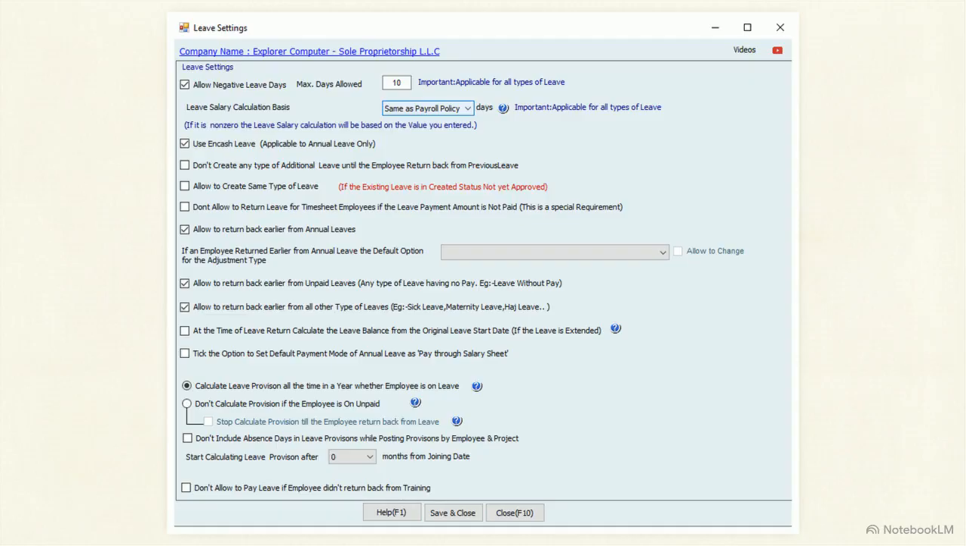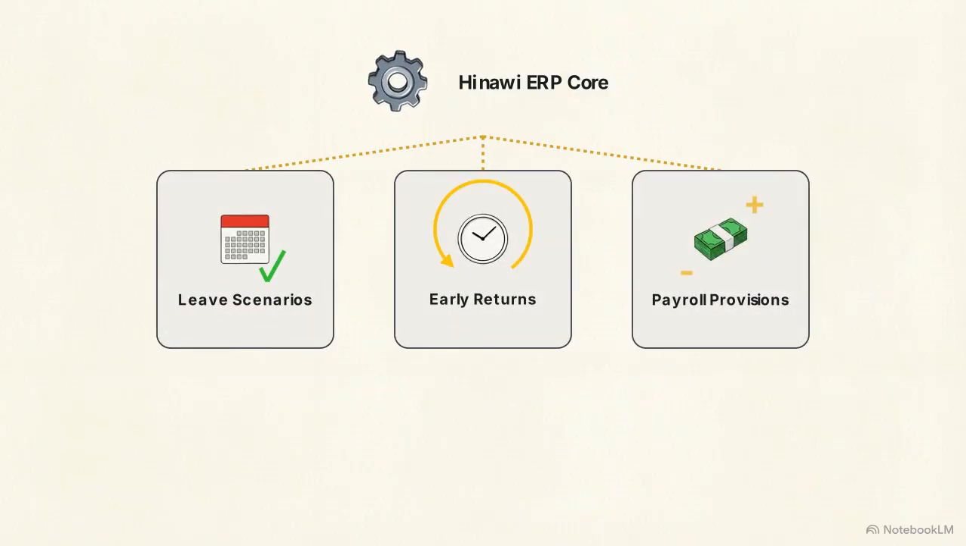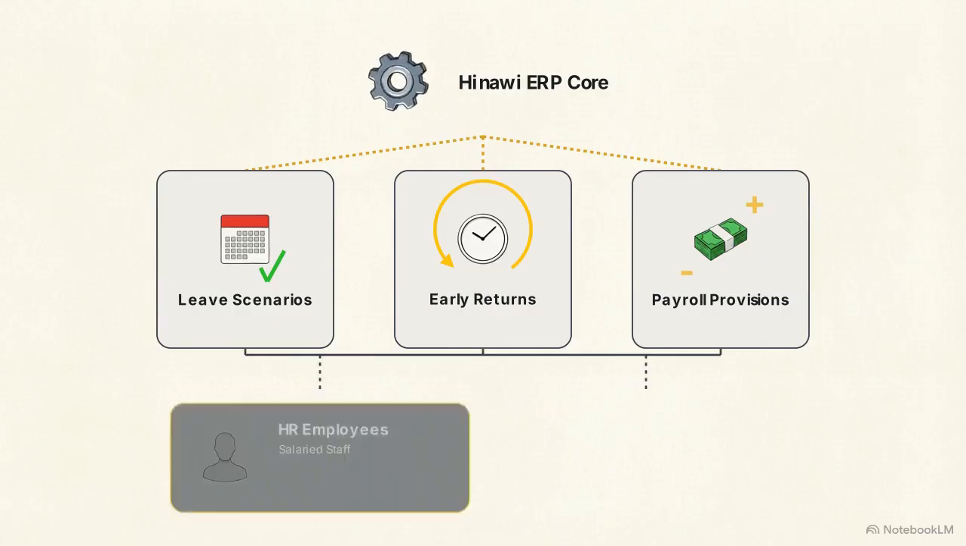Finally, look at the probation offset dropdown at the very bottom. Setting a month delay here ensures the company does not accrue financial liability for an employee's leave until they have successfully passed their probationary period. Check your selections, then click Save and Close to apply your configurations. Once saved, the Hinawi ERP system is fully automated to handle complex leave scenarios, early returns, and accurate payroll provisions for both HR and timesheet employees.